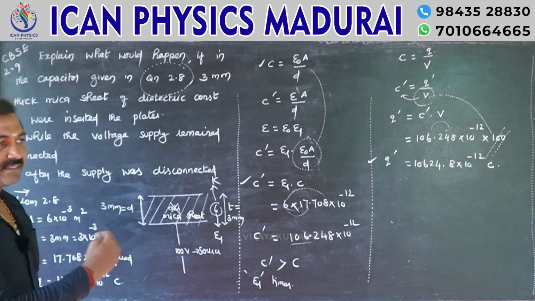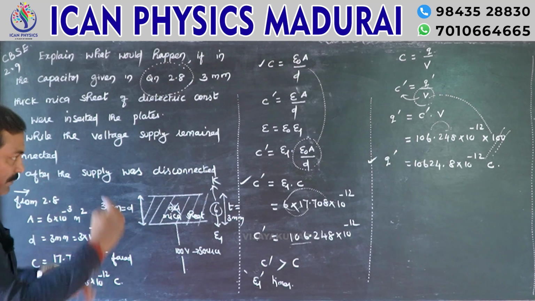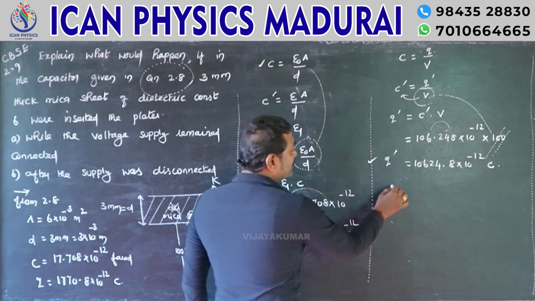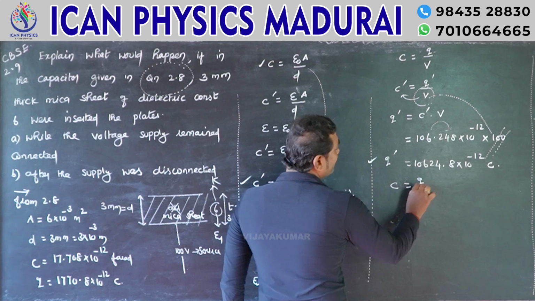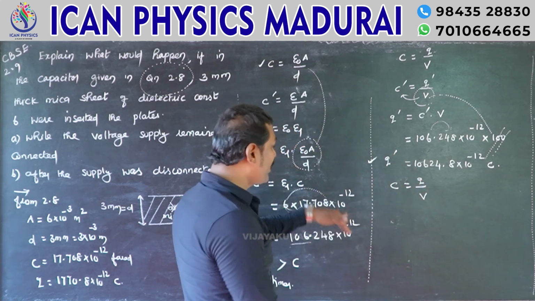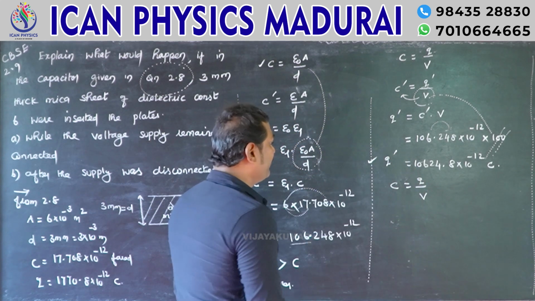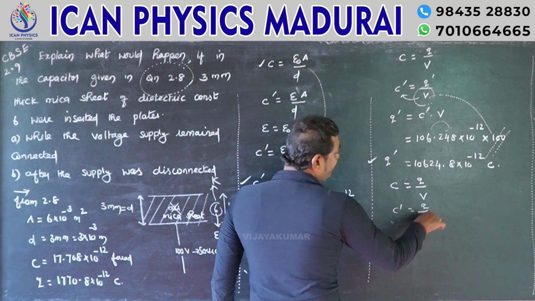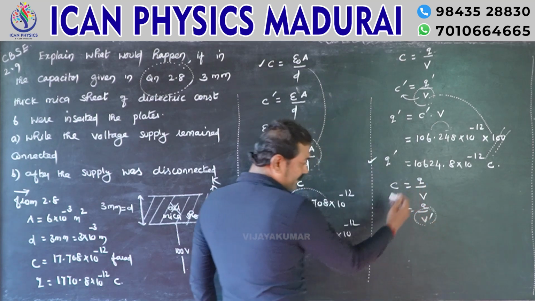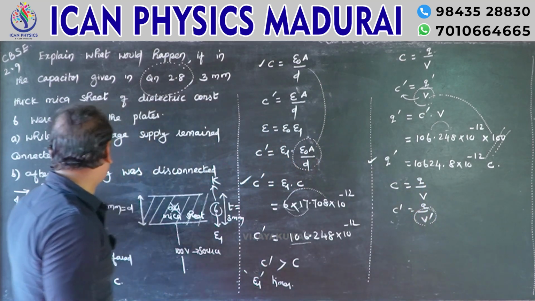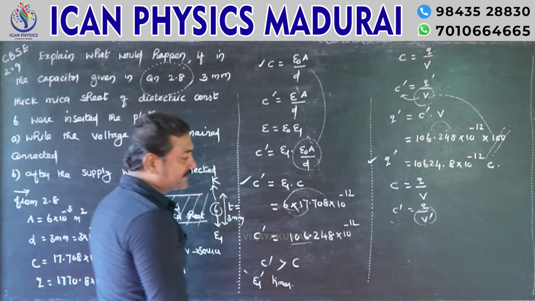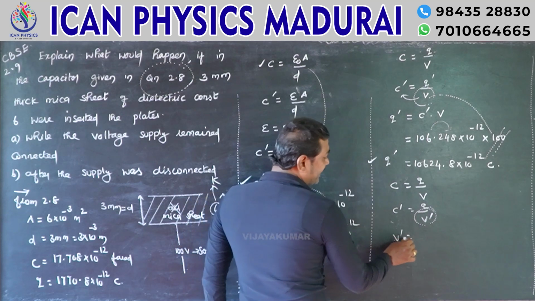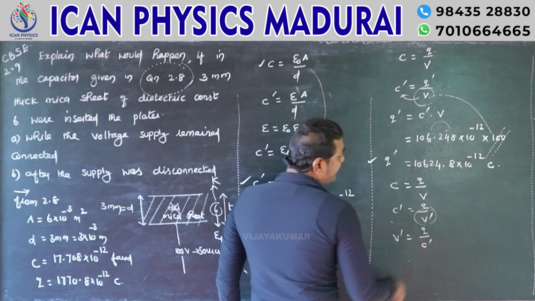When the supply was disconnected, what happened? The potential will decrease. We know that C equal to Q by V. Now, I want to modify the formula. So, C dash equal to Q by V dash. Why? Because the voltage will decrease after the disconnection. So, V dash equal to Q by C dash.